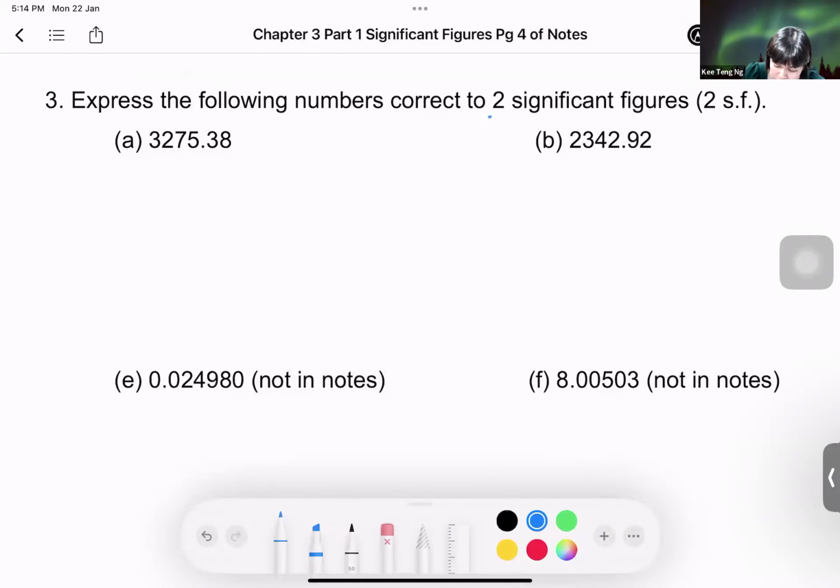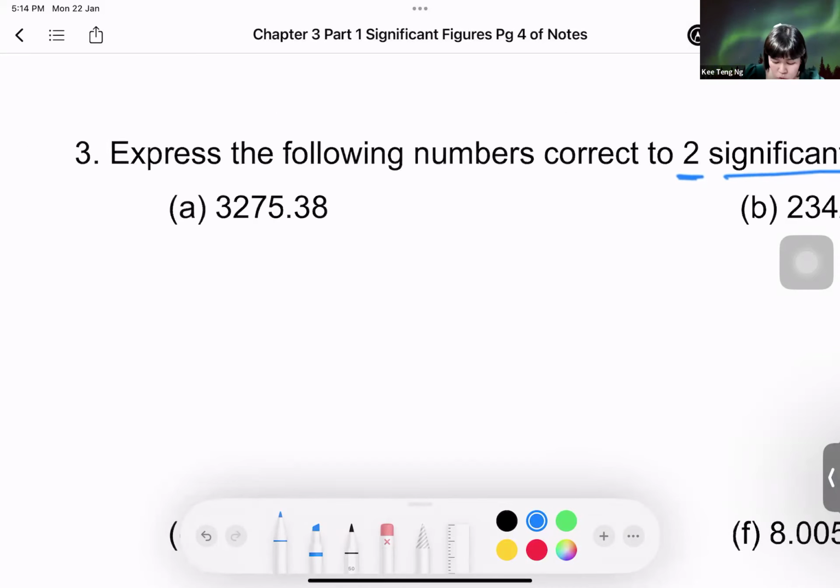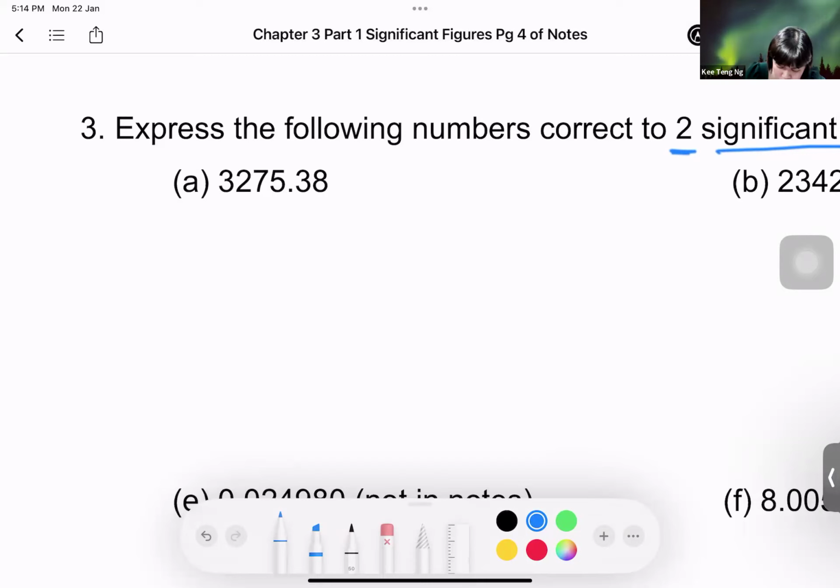This is stated in my question. So what do we do? We look for the first two non-zero numbers first. So let's look at 3A. I look at my first two non-zero numbers first, second. Then I look at the digit next to my second sig fig. Is this number more than 5? Yes, right? So I need to round up the number just before it. So this one will now become 3, 3.